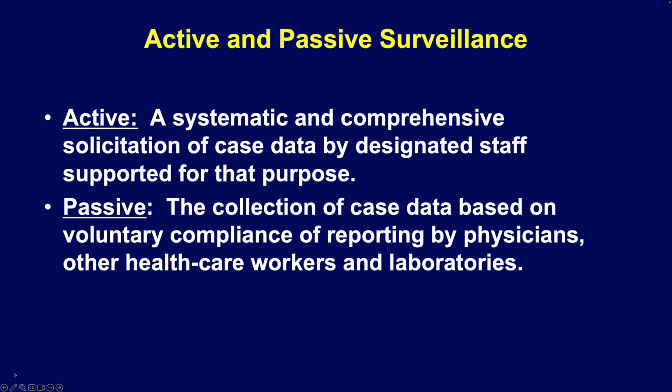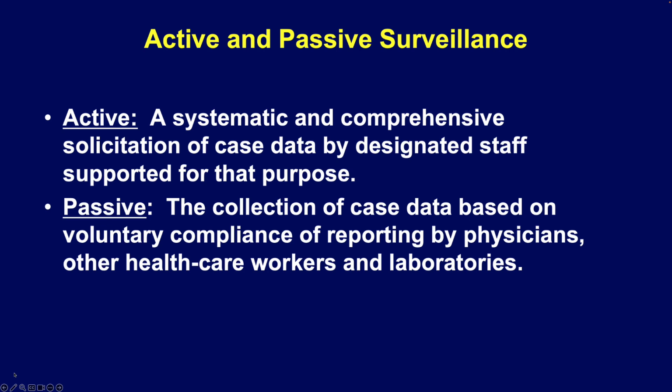Active surveillance is when health department staff routinely go into the places where new cases might be identified, such as a hospital or a laboratory, and they actively look for new cases of the event under surveillance, such as a diagnosis of TB. Passive surveillance would be when health department staff wait for reports of an event under surveillance to make their way to the health department via established channels.